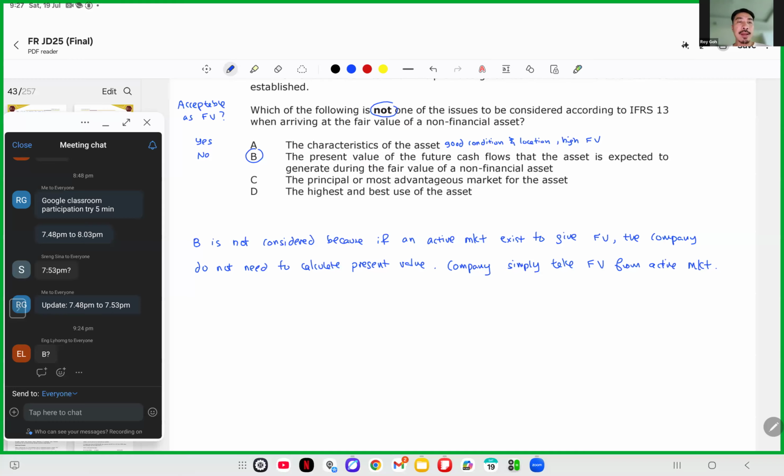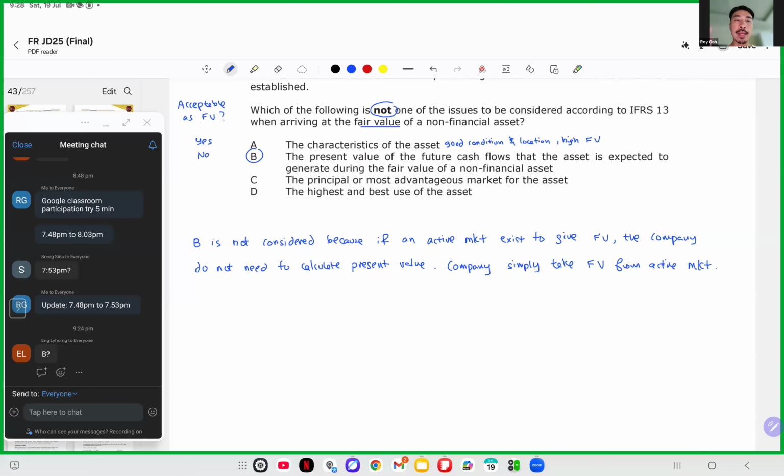Must I calculate present value? No need. I'm not saying that present value is wrong. I'm just saying that it is not considered as a fair value. It doesn't affect the fair value. So this is tricky, but I'm glad Lai Hong got it correct. Thank you very much for your participation.